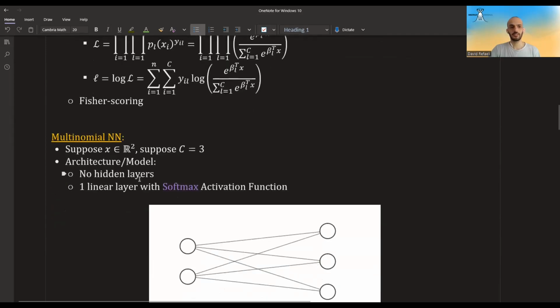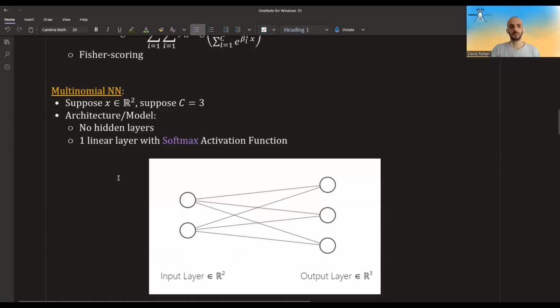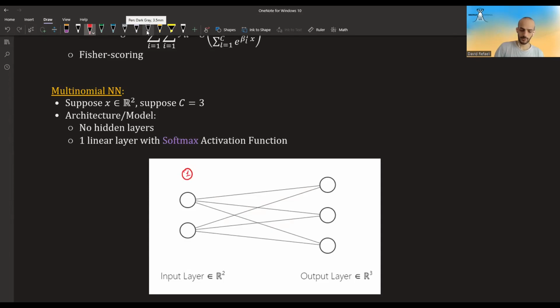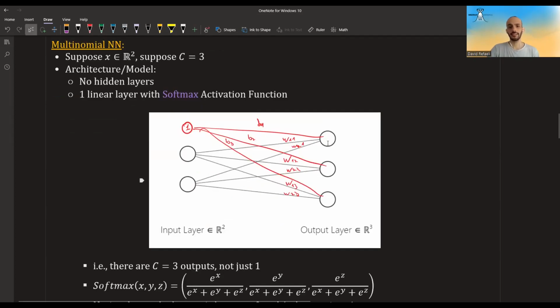How would we do it with neural networks? Well, suppose our x's are two-dimensional, and suppose we have three classes, then this is how the architecture would look like, not including another bias term, of course, that goes to all of them. So B1, B2, and B3. Okay, so we will have W11, W21. So this is the linear layer, and the activation function we will use is the softmax.